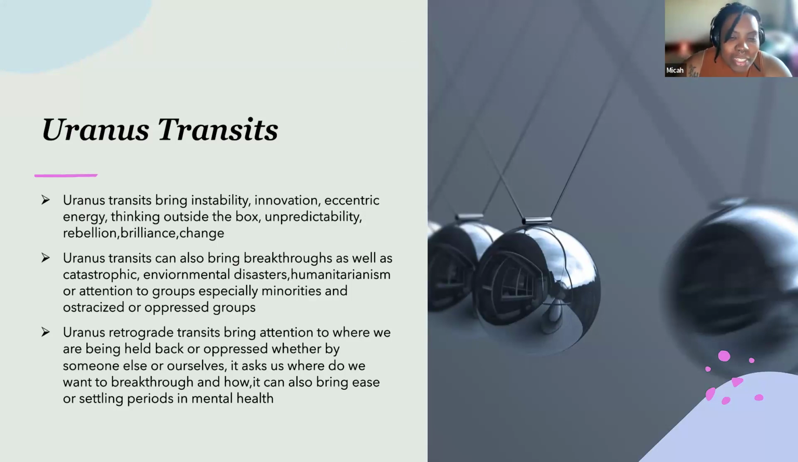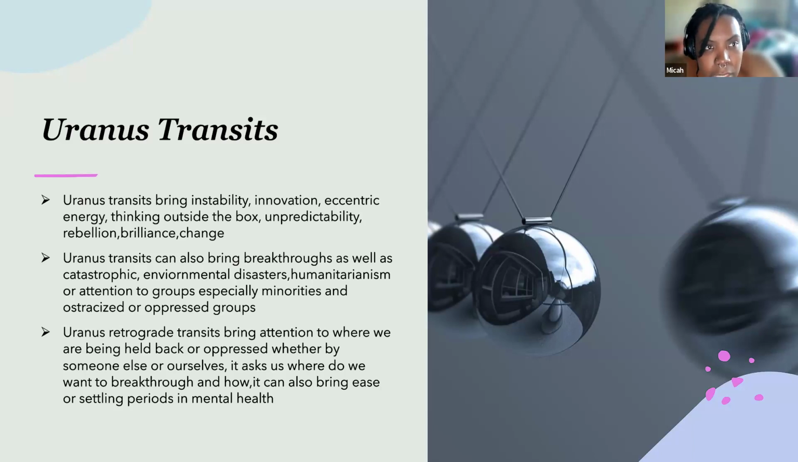Uranus retrograde transits bring attention to where we are being held back or oppressed, whether by someone else or by ourselves. It asks us where we want to break through and how. It can also bring ease to settling periods in mental health. So Uranus can also be your nervous system. Uranus has a lot to do with anxiety, as well as just mental breaks.